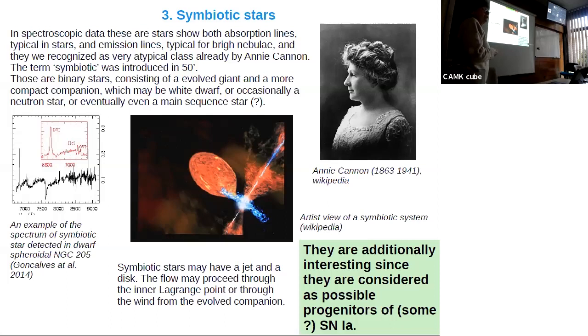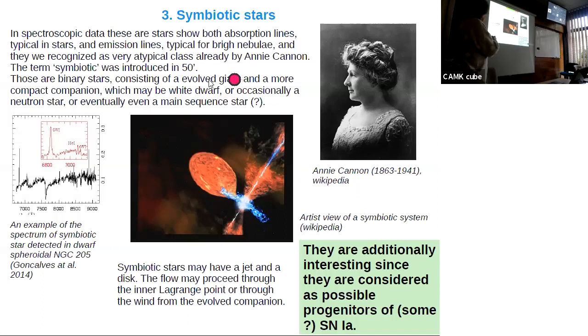When their binary nature was not known, they already looked very strange from the spectroscopical point of view, because they contain both absorption lines, which are characteristic for typical main sequence stars, and they contain also emission lines characteristic for bright nebulae. So this class was already commented as a special class by Annie Cannon. She lived many years ago, and over more than one century ago, she proposed this star classification, which we are still using, like A, B, O, whatever. So she did not include those symbiotic stars in her classification because they didn't look like anything reasonable.